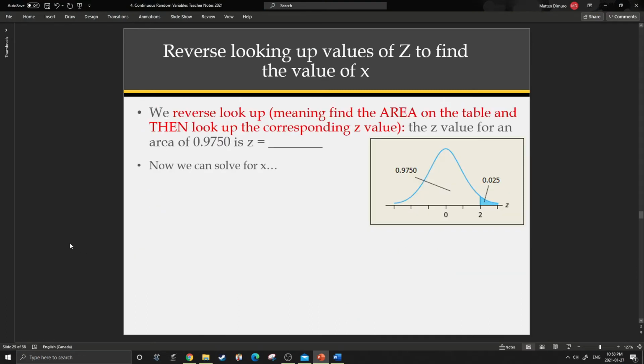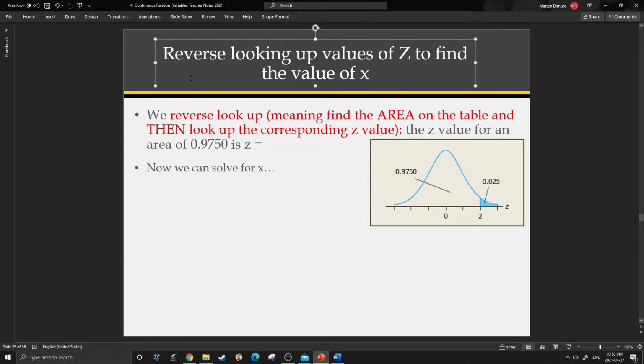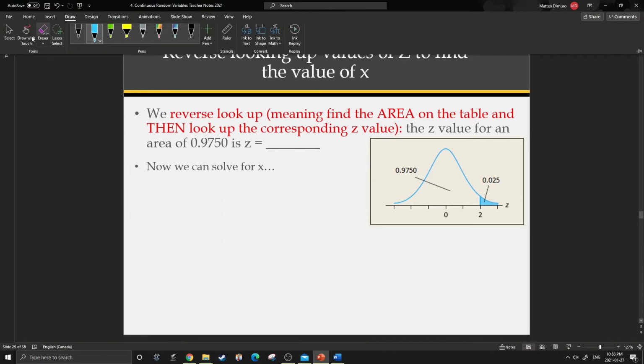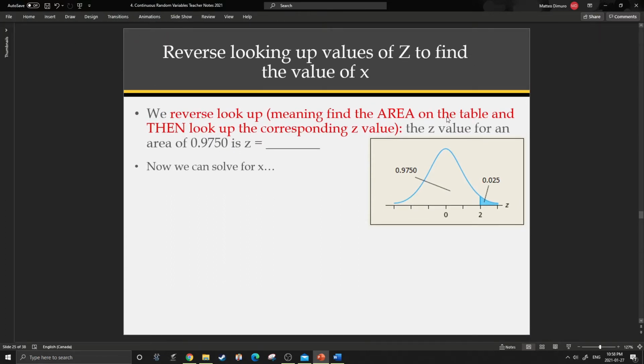Oh, great. So we reverse look it up. Eureka, we figured it out. Reverse look up means we find the area on the table and then look up the corresponding z-score. And for that area, we got 1.96. Great. There's a picture that represents it.